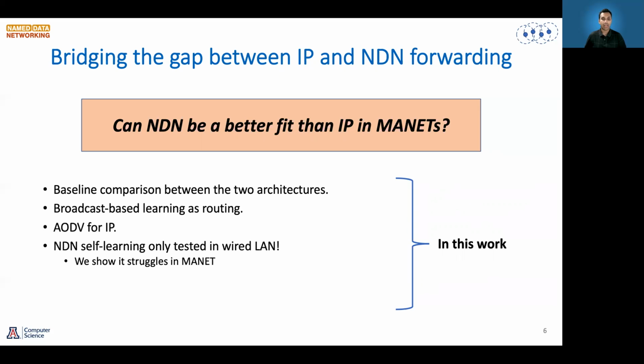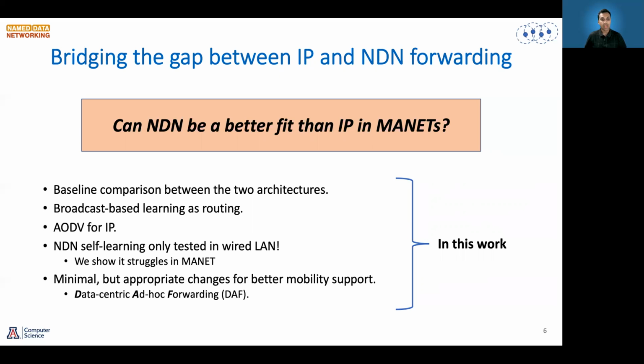However, NDN's broadcast-based self-learning is only tested on wired local area networks, and we will show that it struggles in MANET. Next, we show that minimal but appropriate changes to the existing NDN forwarder can offer better mobility support, which we call the data-centric ad hoc forwarding, or DAF, as the new NDN baseline.